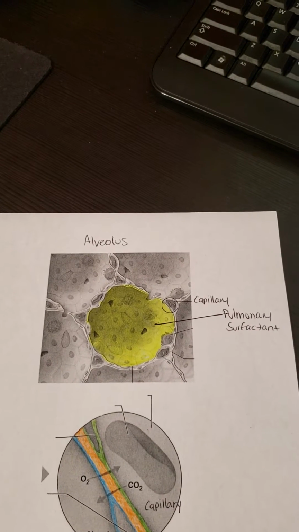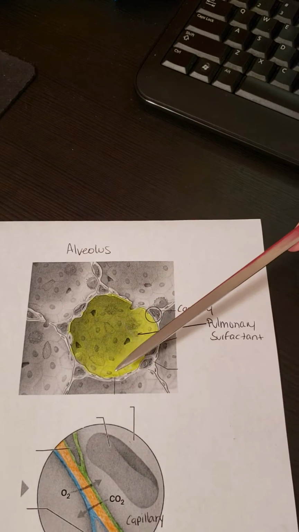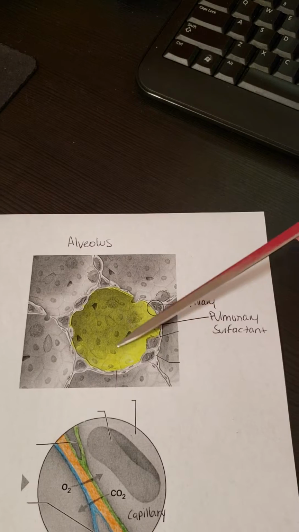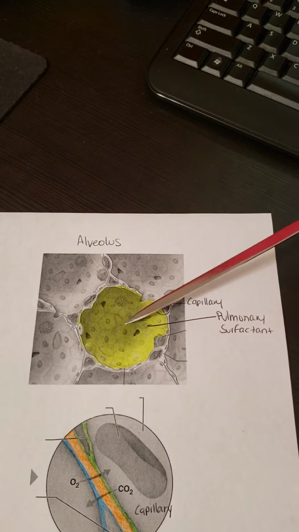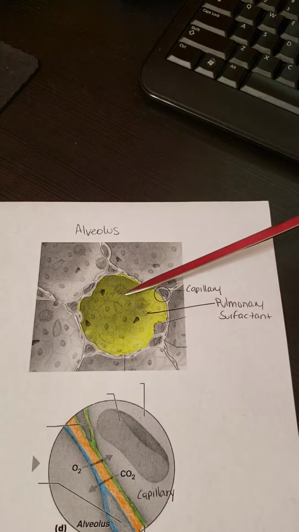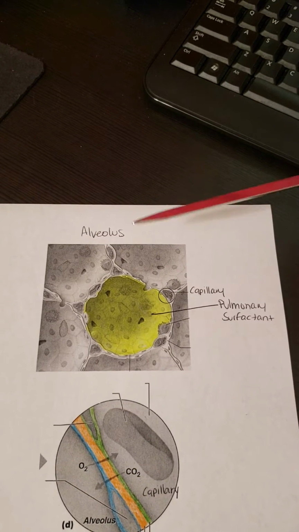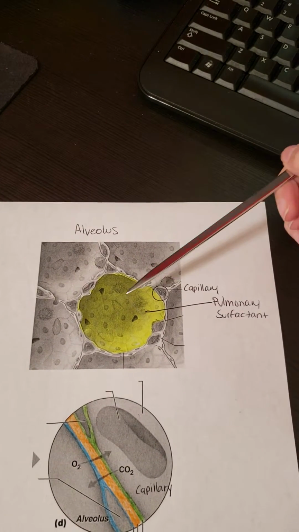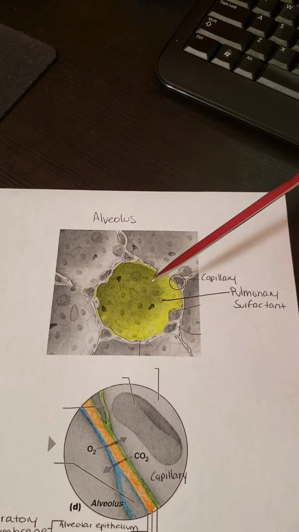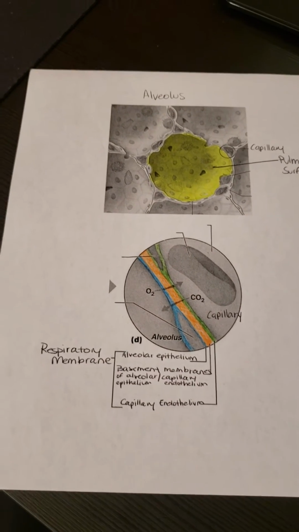From here, we're going to zoom in to an individual part of the alveoli, the alveolus. So this entire yellow section is just to show you guys where the pulmonary surfactant would be. It just lines the entire alveolus. And right here we have the capillary, which is going to have a membrane between the capillary and the alveolus, which is where gas exchange occurs.